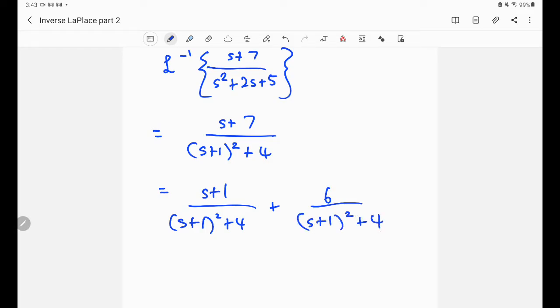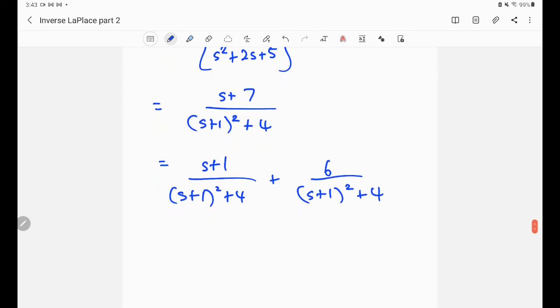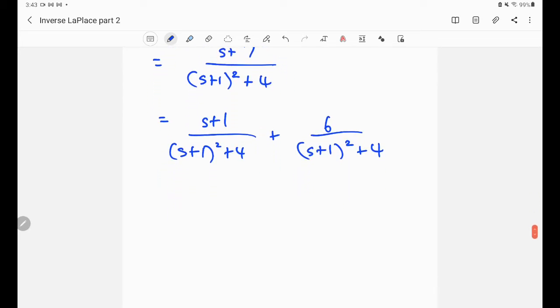Okay, so the one on the left, we can already inverse using the cos omega t with the first shift, and we need to adjust the numerator for the second one. So we can do that by saying this one stays like this.